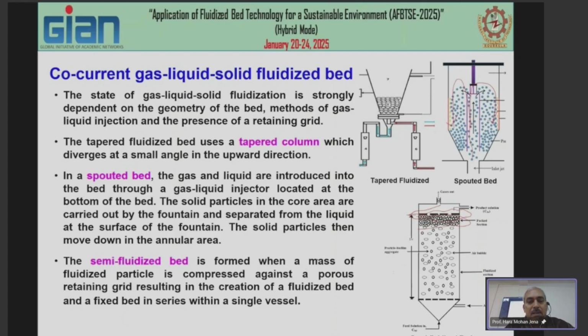So when a mass of fluidized particles is compressed against the porous retaining grid, it results in the creation of a fluidized bed and a fixed bed in series within a single vessel. At the top you see there is a fixed bed, and below that again the particles are in the form of fluidization. Fluidization means there is circulation of particles. Particles rise to a certain extent, then as they lose momentum they fall down again. Because of the drag of the flowing liquid and gas, again they are lifted to a higher position in the bed.